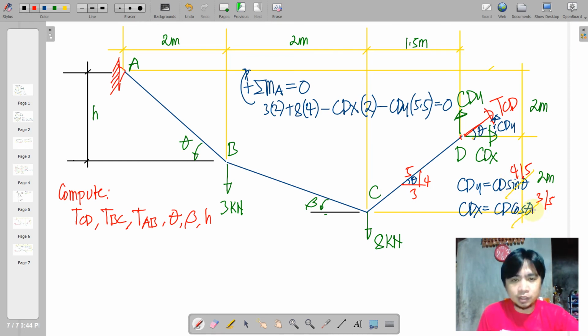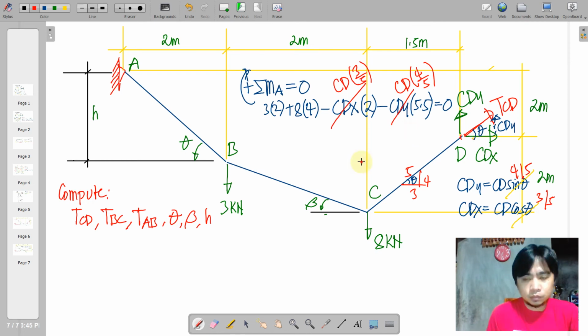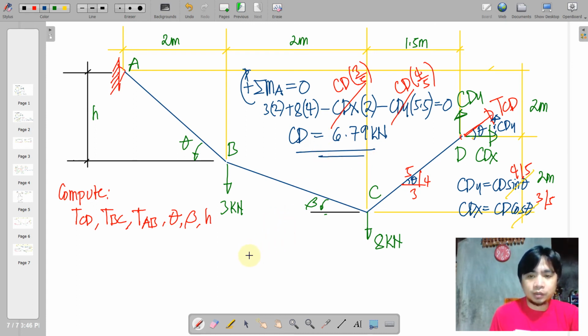So we'll just place it in here and then express your components so that we will have a single unknown CD. Say this is CD times 3/5 and this is CD times 4/5. And we can actually get the value for CD equivalent to 6.79 kilonewton. So knowing our CD, we'll just have to proceed to our joint C by the joint method.